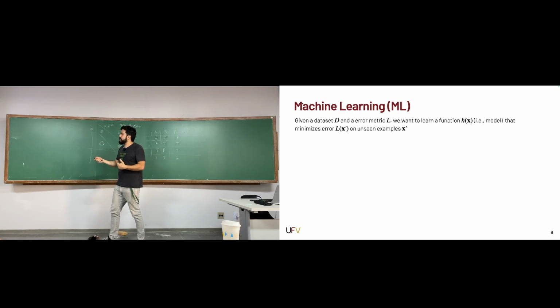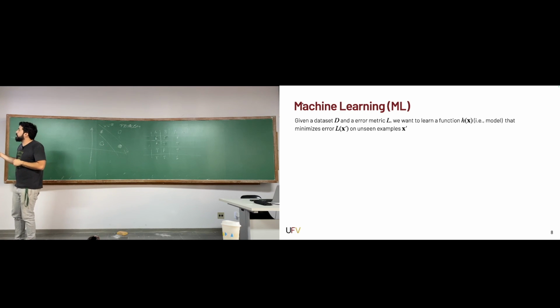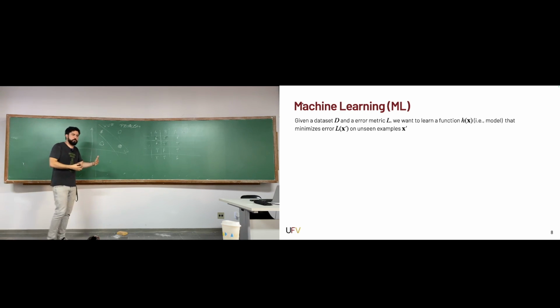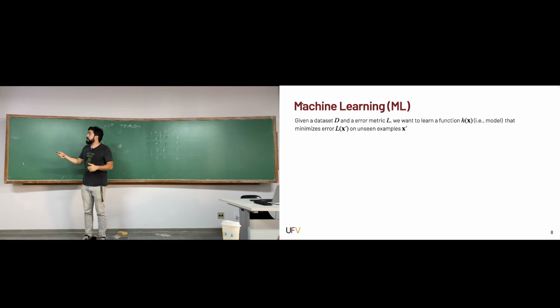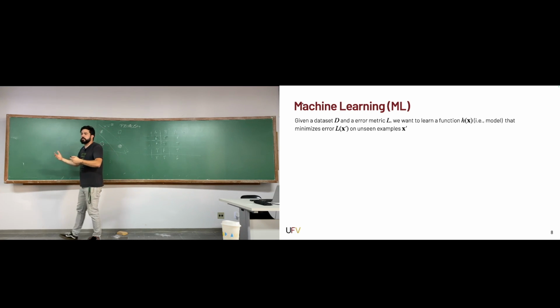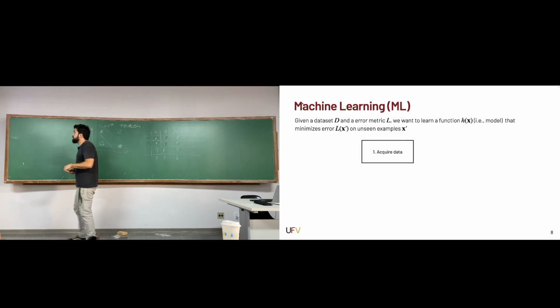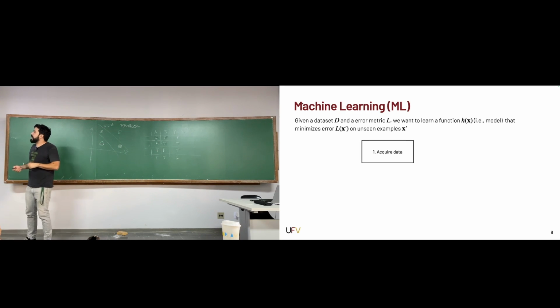But there is a trick here, there's a twist, right? It's not as simple, because we want to minimize the error on examples we have never seen before. In other words, examples that are not inside D. So we can only look inside D to learn this function, but we want to optimize for examples you have never seen before. So let's just visualize this with a diagram.